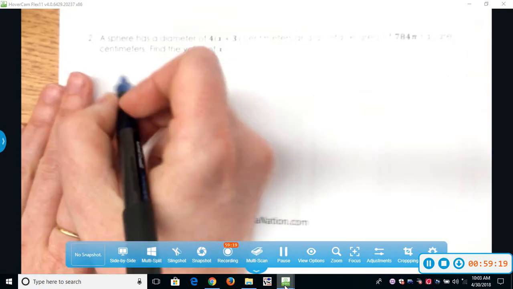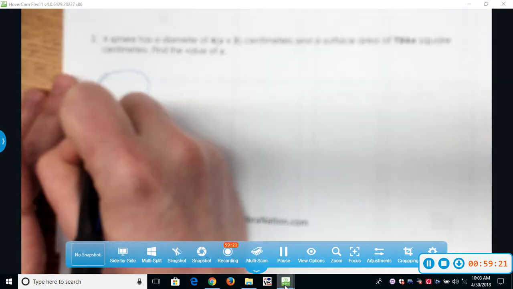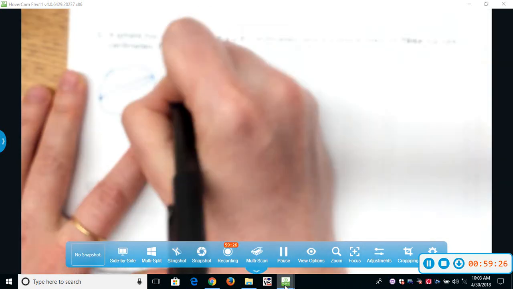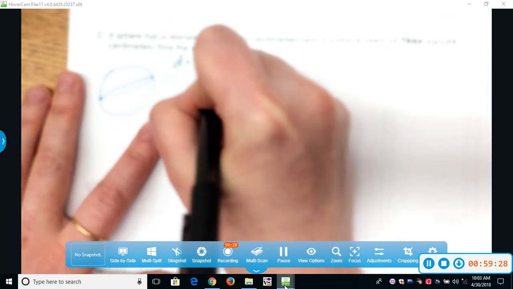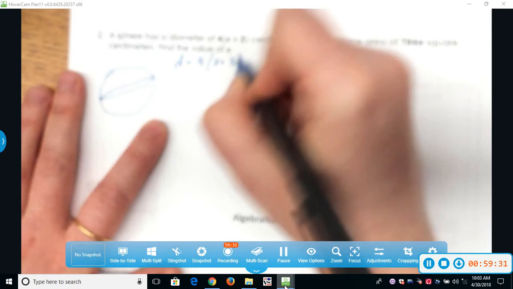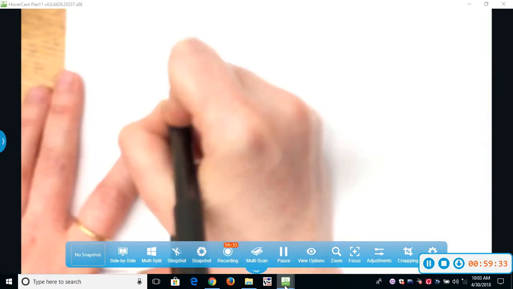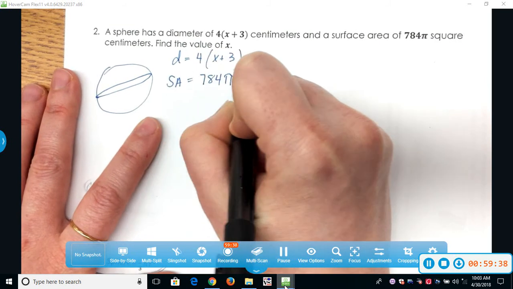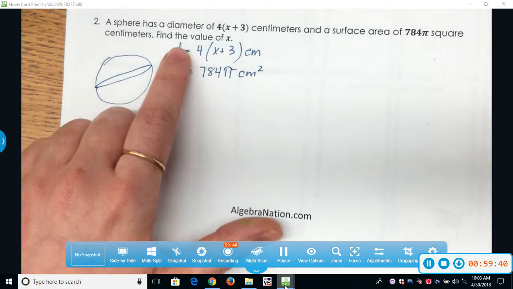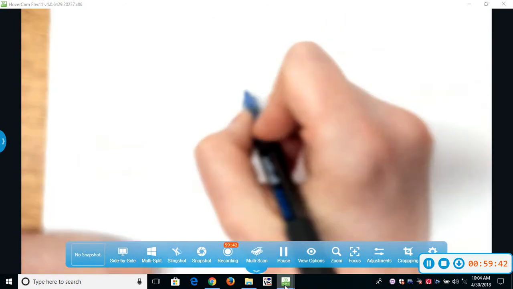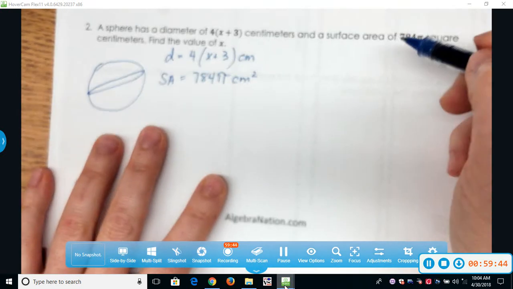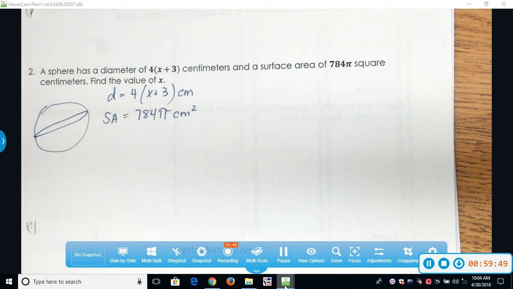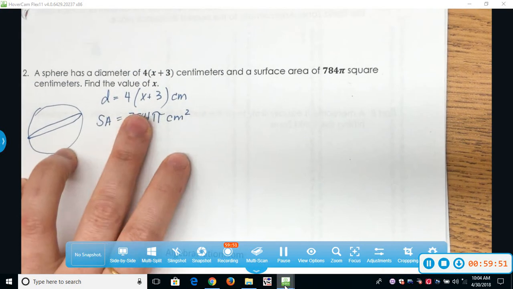Alright, it tells you that you have a sphere. Here's my representative sphere drawing. It has a diameter of 4 times x plus 3 centimeters. And the surface area is 784 pi centimeters squared. And they want you to find x. Okay. So what they've given you here is some complicated algebra, and they want you to solve for x.